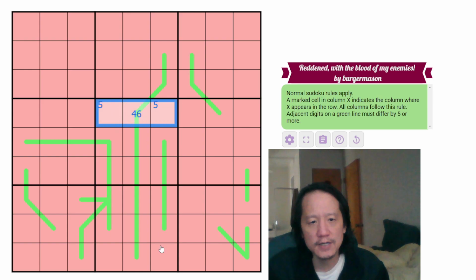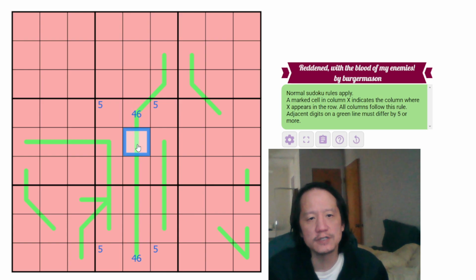Well, similarly in box 8, where are the 5s, right? Well, these can't be 5 because of the German whisper line. So 5 must be either here or here, which is also 4 or 6 here. So therefore, this cell has to be either 4 or 6.